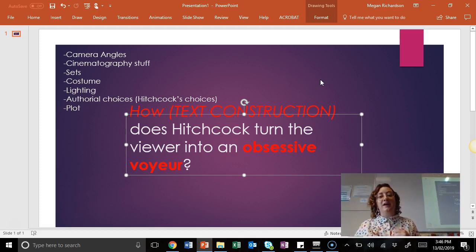But if I decide I'm going to write a paragraph about cinematography, well, then I can talk about camera angles. I can talk about lens use. I can talk about panning. I've got so much more to explore than just the one thing. Does that make sense?